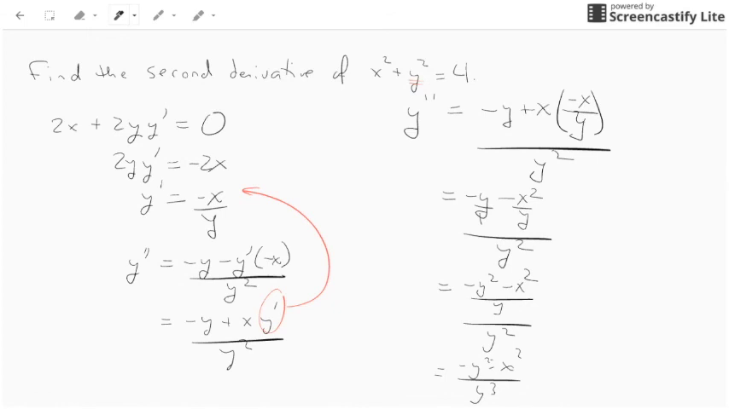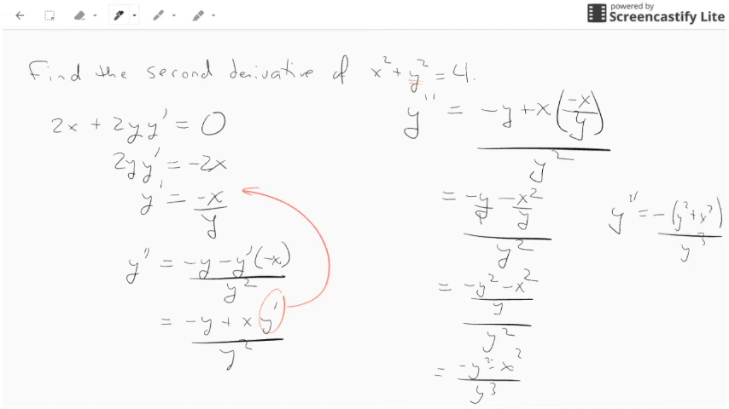I'm running out of a little bit of room here, so I'm just going to come over here and rewrite that. y double prime is going to equal negative, and I'm just going to factor the negative out of the numerator, so y squared plus x squared all over y cubed. Now, I want you to see something here, something that is probably going to show up more than just this once in this particular course.